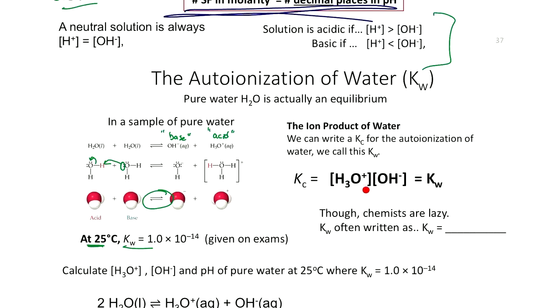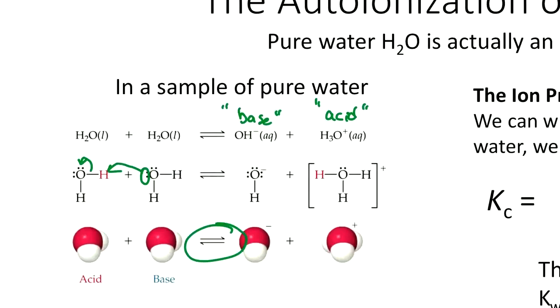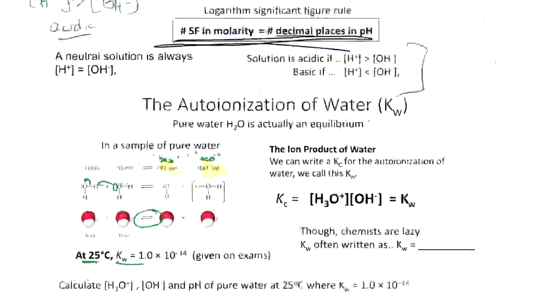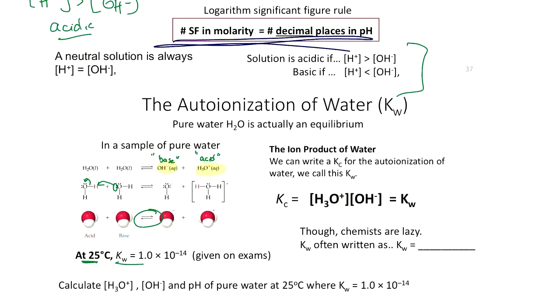It's products over reactants. But if you look closely here, only two of these things have concentrations. Water does not have a concentration. So if you look at the Kw expression, it's just the two products is equal to Kw, or K, just the normal K, or Kc for this reaction. But we call it Kw. W stands for what, you think? Water. Yeah, so it's just the Kc for the self-ionization of water.